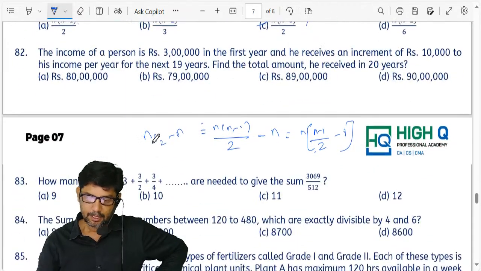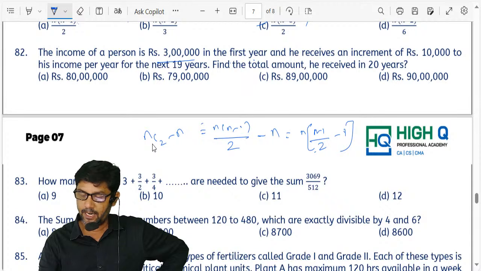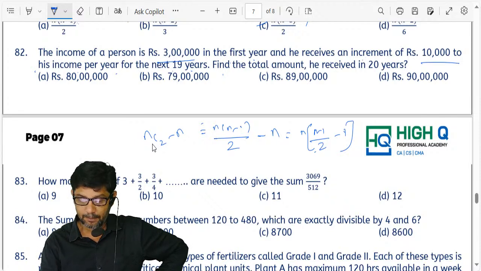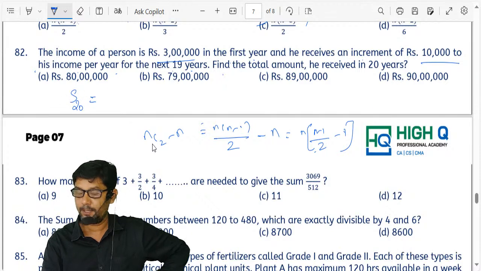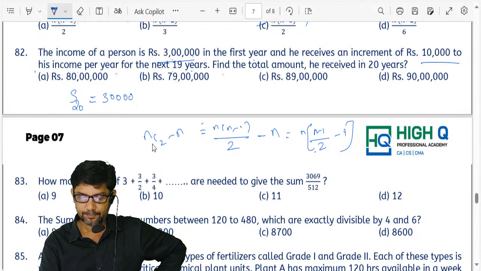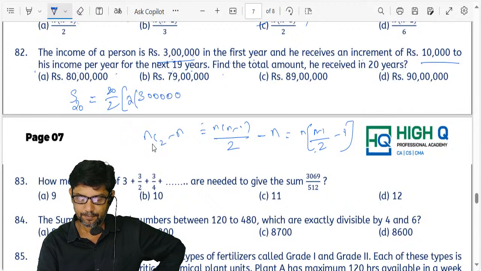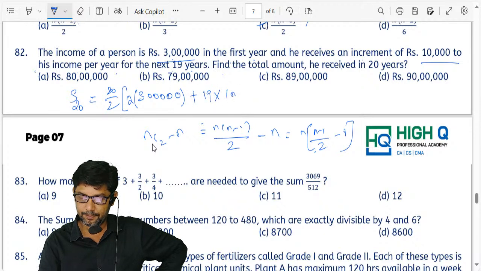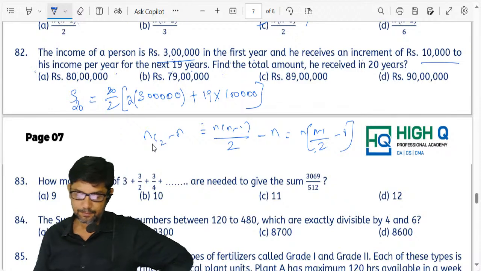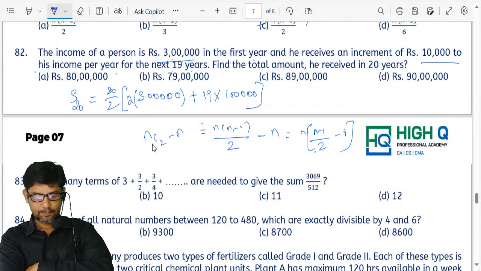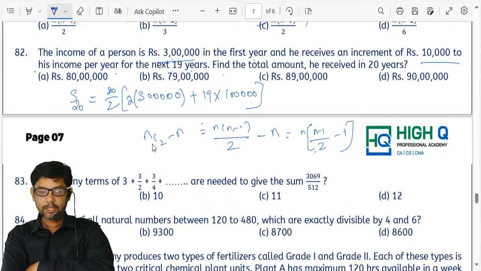Next. The income of a person is 3 lakh in the first year and receives increment 10,000 rupees to his income per year for the next 19 years. Find the total amount he received in 20 years. That means total we need to find out S20. Am I right? It's arithmetic progression. First, how much, my dear? A is 3 lakh. So first n by 2, 2a plus n minus 1 into d. What is the answer? Give me the answer.